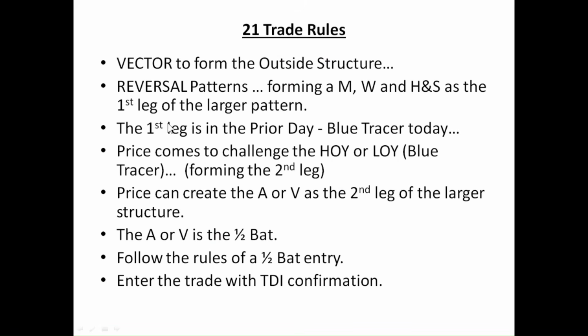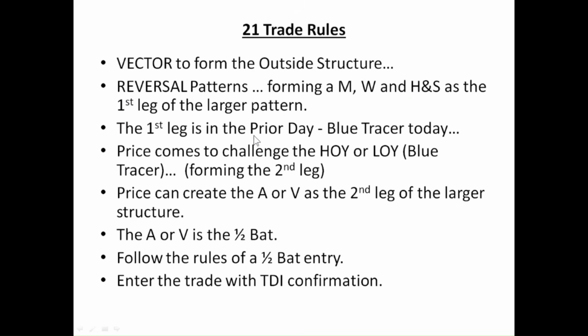Okay, let us take a look at the 21 trade rules. The 21 trade is slightly different. Some people like it, some people don't, because the 2 denotes an M and the 1 denotes a half a bat. Okay, same rules, right? Vector to form the outside structure. So the first leg, you're going to find an M, W, head and shoulders, no half a bat. M, W, head and shoulders as the first leg of the larger pattern.